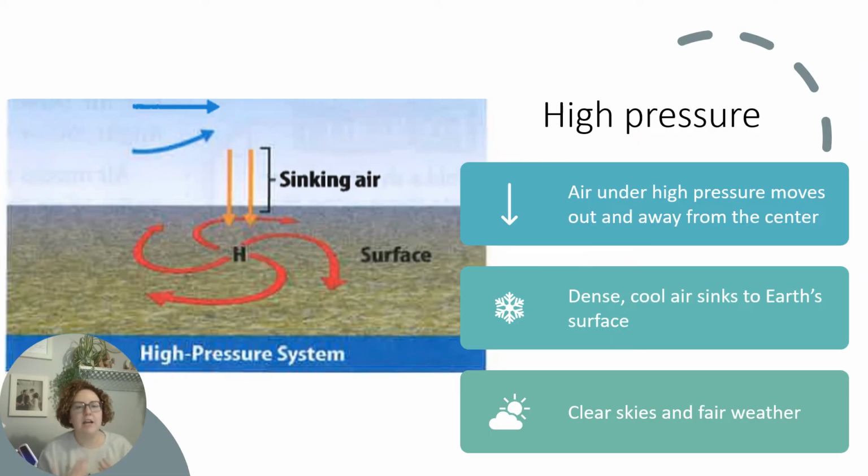A high pressure system is where the air under high pressure is moving out and away from the center. It's being pulled down from the top layer of our troposphere, where it's really, really cold, and then spread out amongst our surface. It's pulling this dense, cool air that's sinking toward Earth's surface. Typically, this brings clear skies and fair weather. This is the nice weather.